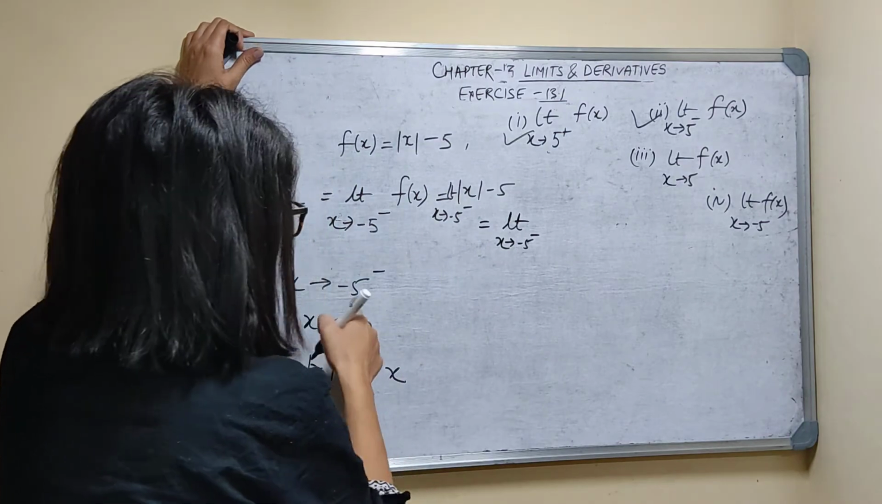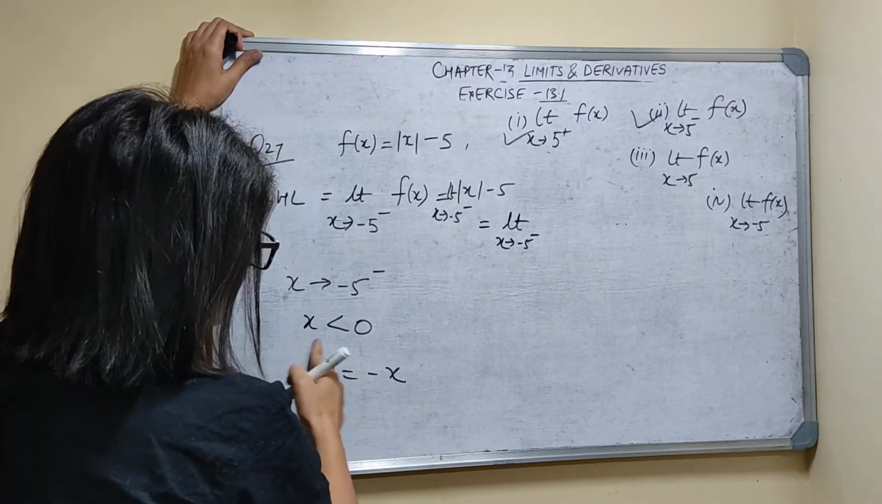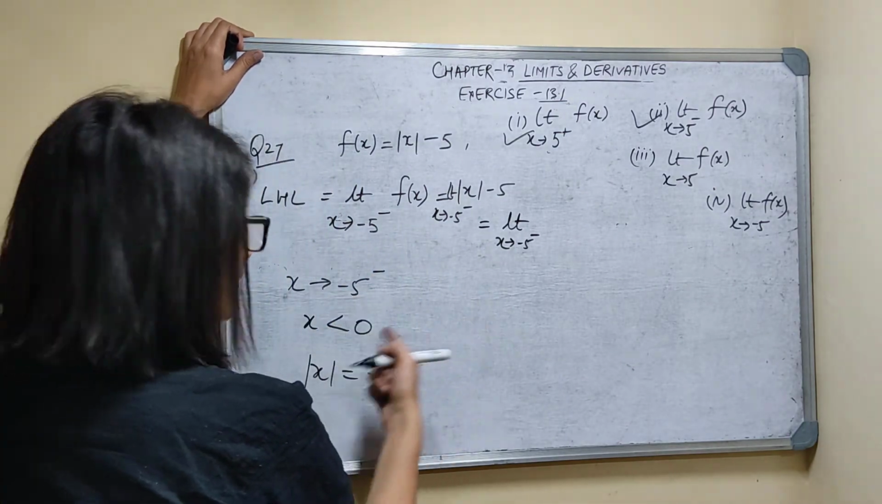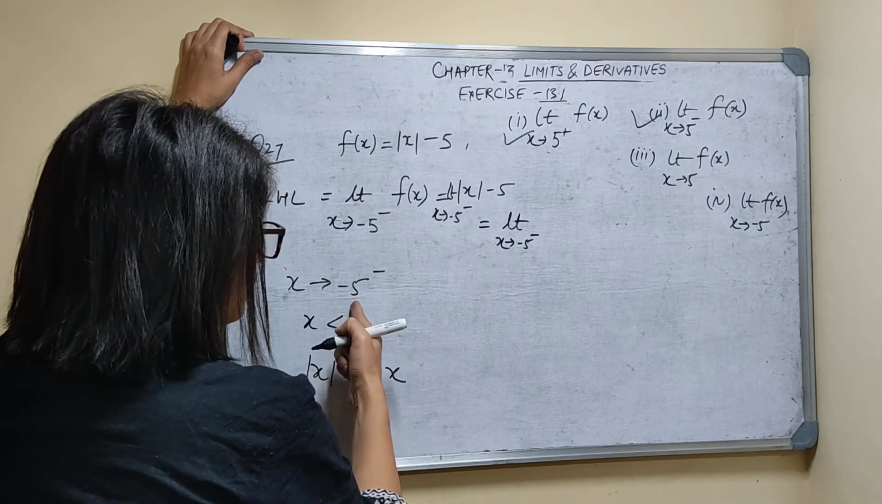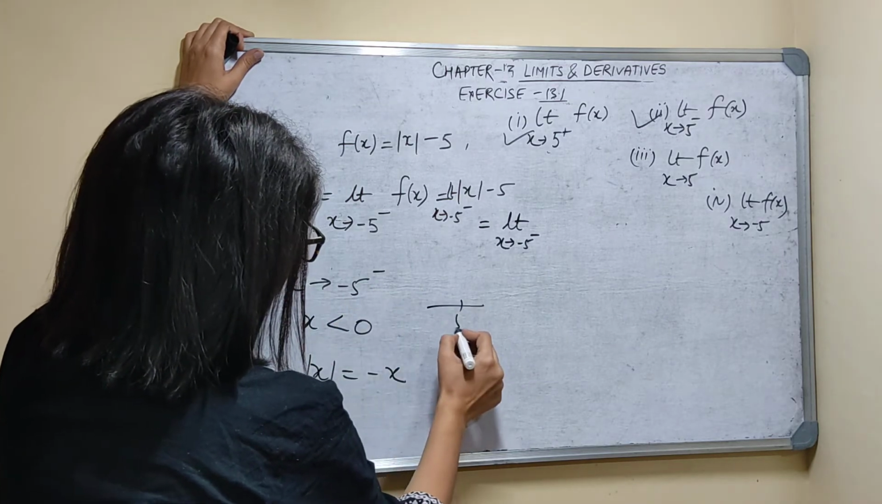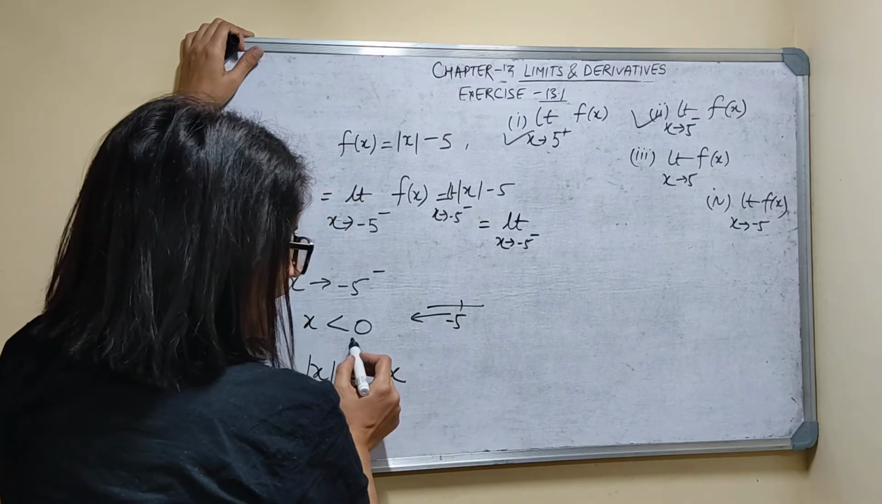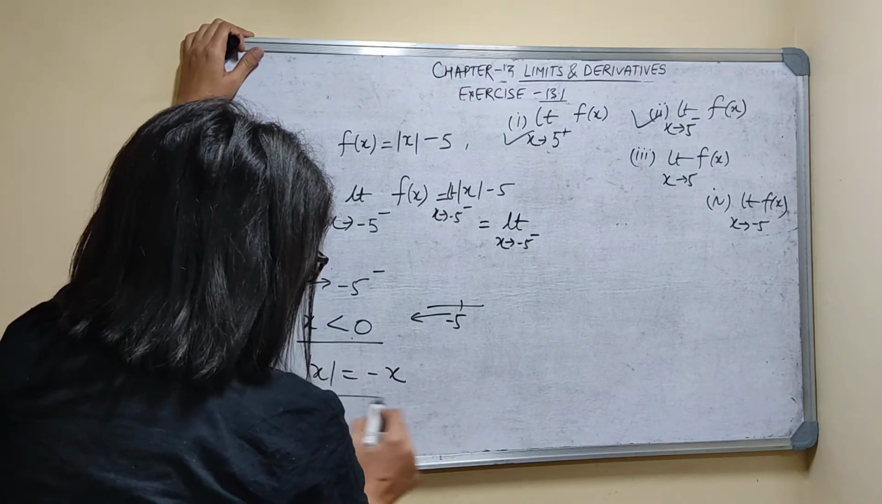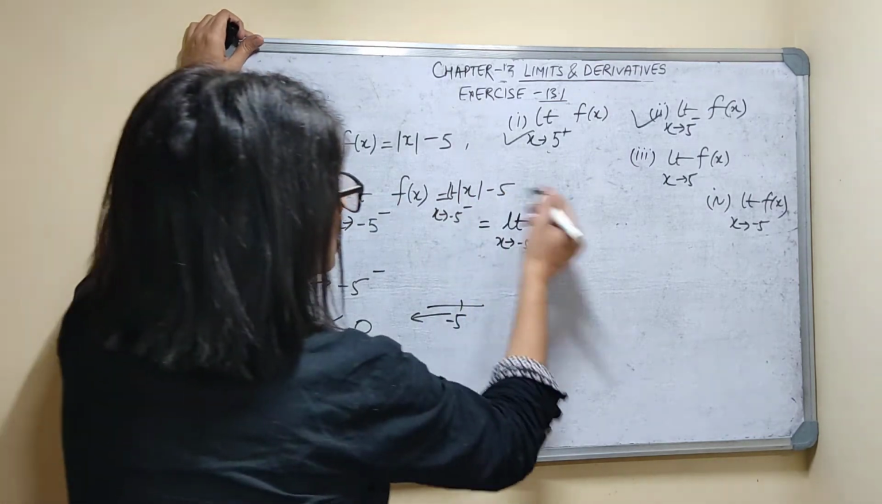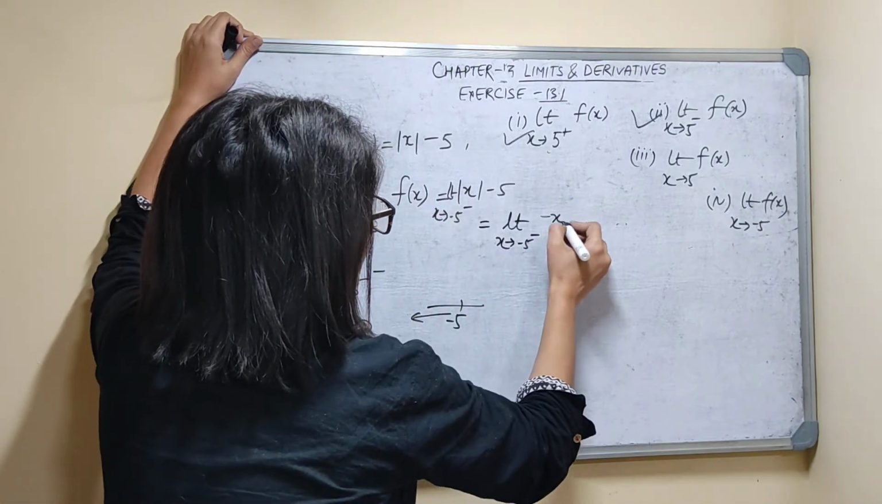Mod of x, x tends to minus 5 minus, means x is less than 0. Minus 5 minus, so less than 0. Minus 5, and going, if it is minus 5, going this side only, so less than minus 5. That is also negative, so x is less than 0. So mod of x is equal to what? Minus x. So at the place of mod x, I am writing minus x.